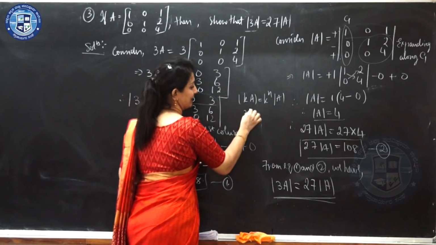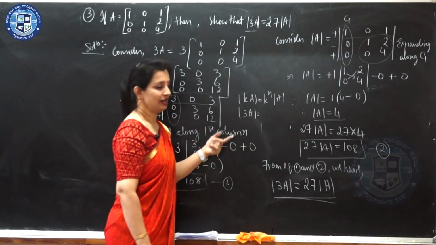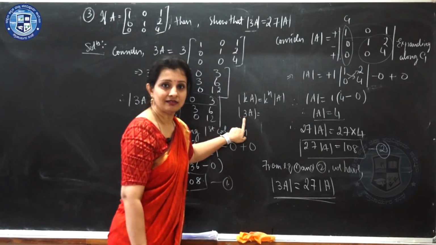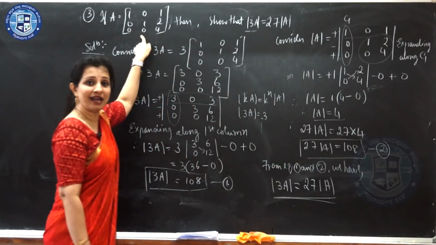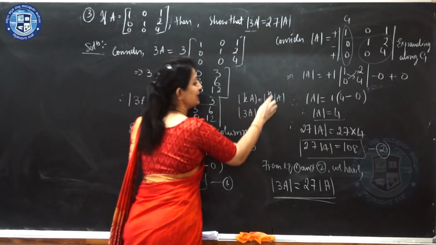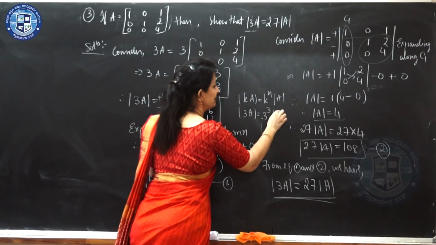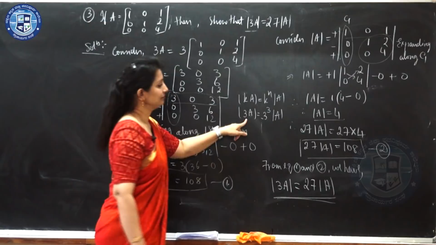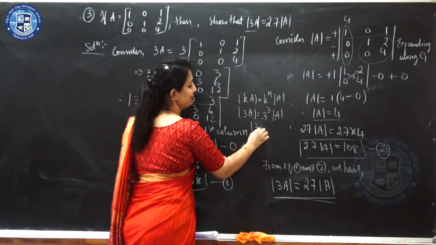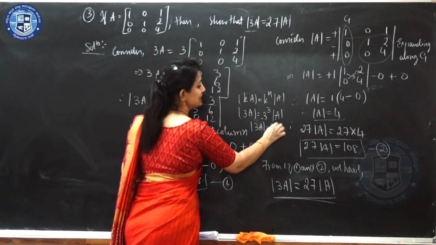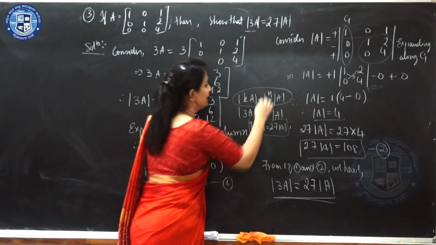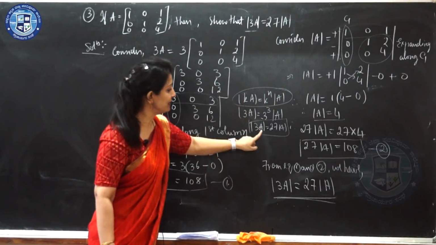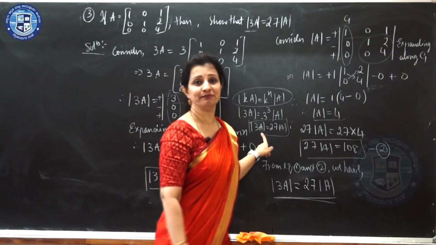So here 3A, the constant is 3 to the power n, and the given matrix is of order 3, so n is also 3 here, into the determinant of A. Same thing, that is, the determinant of 3A is equal to 27 into the determinant of A. That is what we proved. It's the same conclusion you have taken before. The same one we have proved using an example.